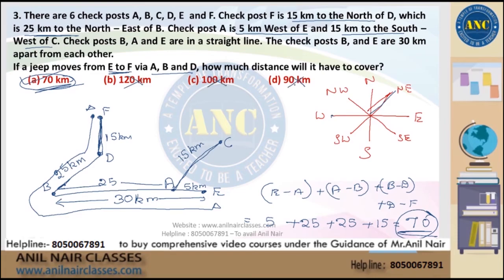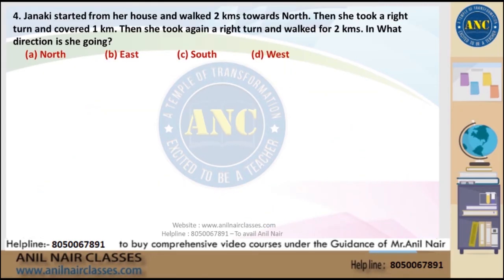Now, let's go to the next question. See, this question is based on direction now, okay? Janaki started from her house and walked 2 kilometers towards north. Then she took a right turn and covered 1 kilometer. Then she took again a right turn and walked for 2 kilometers. In what direction is she going?